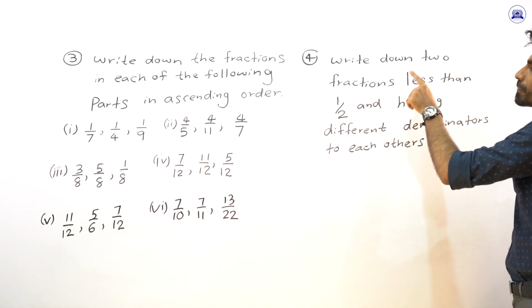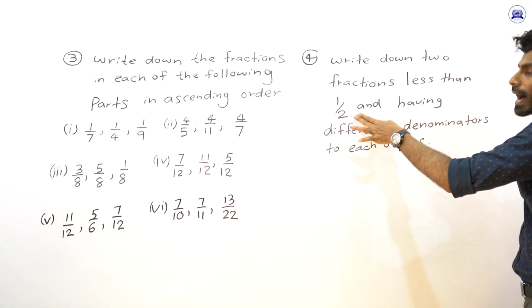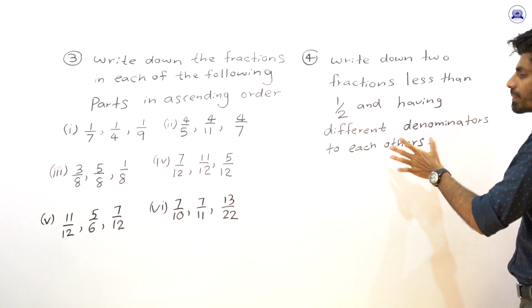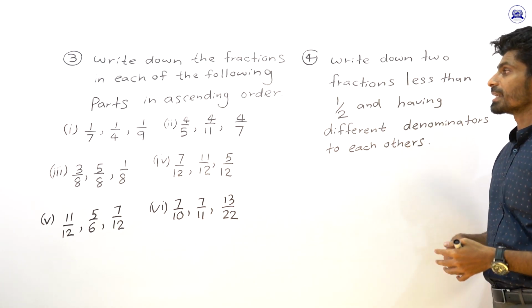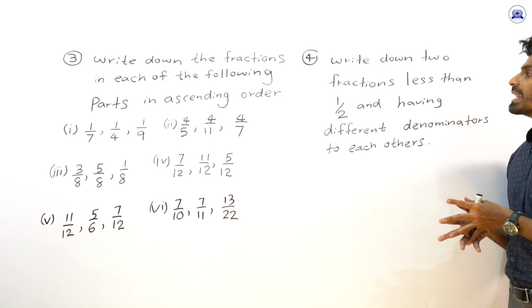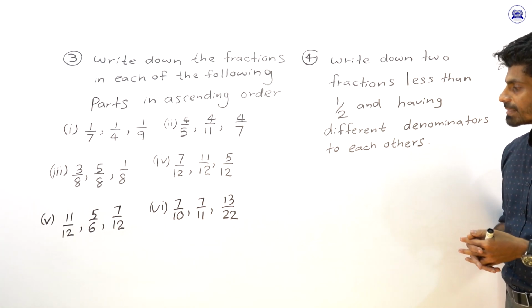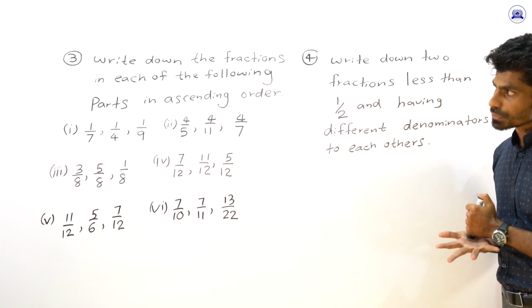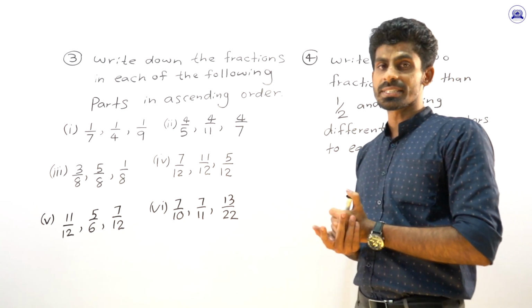Question number 4 is a little bit difficult. Write down 2 fractions less than half and having different denominators to each other, right? So just try to do those 4 questions, right?